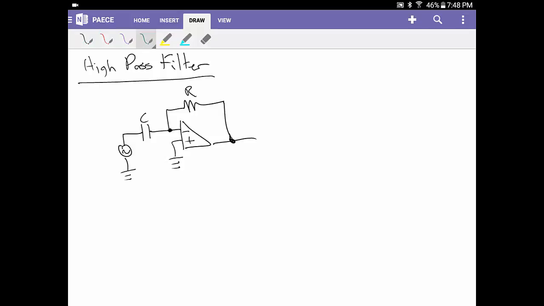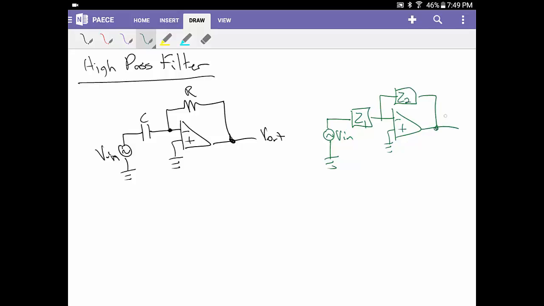We're going to put this into our impedance form, and in this case we're going to have our VN, Z1, Z2, and V out.